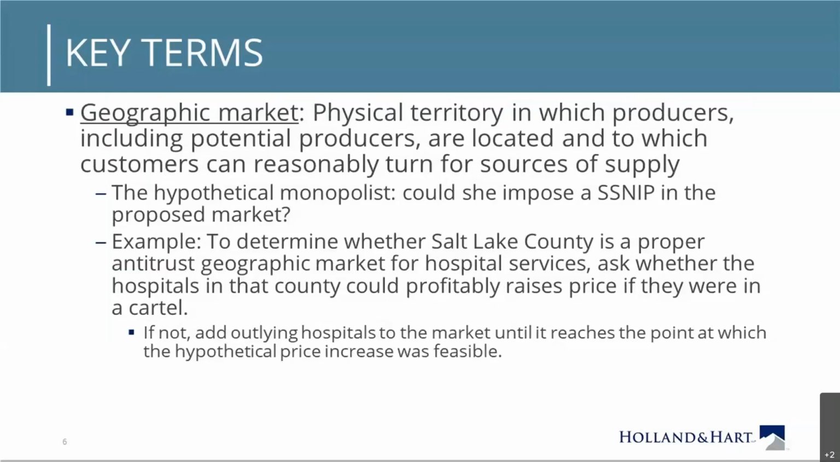Next, we move to the geographic market. It's not enough just to look at the product market. If we're concerned about, say, the prices of four-wheel drive vehicles, it may not make much of a difference if I'm here in Salt Lake and somebody in Denver raises the prices that they're selling four-wheel drive vehicles. And so we need to figure out what is the geographic market at issue. And this is the territory in which producers, and this includes potential producers, are located and to which customers can reasonably turn for sources of supply.